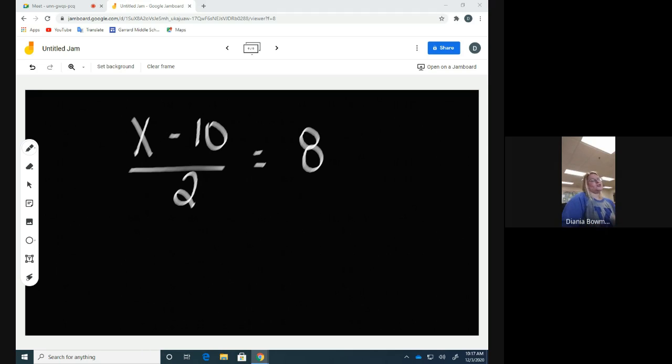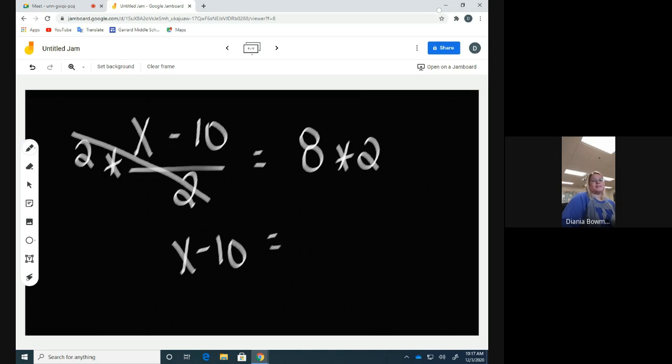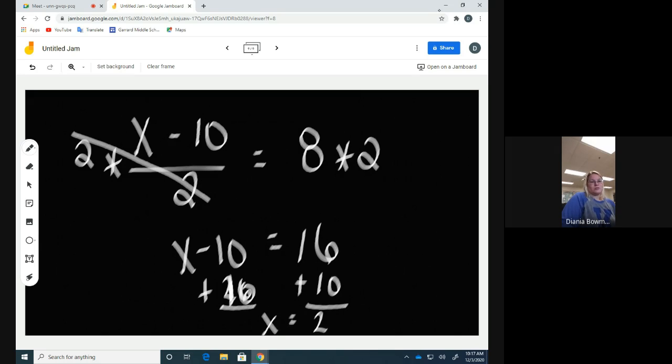Okay, so the opposite of divided by 2 is multiplied by 2. The 2 is not directly connected with the x, so we have to do it first. So we're going to multiply both sides by 2. I'm left with x minus 10 equals 16. The opposite of minus 10 is plus 10. So I'm going to plus 10 to both sides, and x is equal to 26.